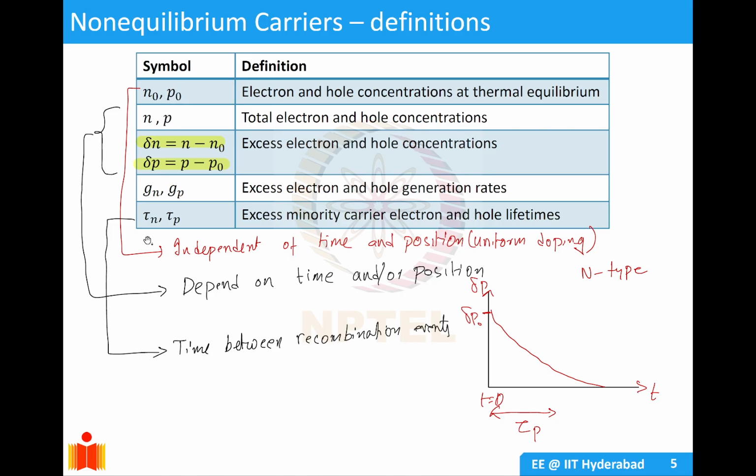So n naught and p naught will be independent of time and position as they are the equilibrium values. For position, only in case of uniform doping are they independent. In case of non-uniform doping, they will be dependent on position, which will be determined by the doping equation. Whereas delta n and delta p will depend both on time and position.